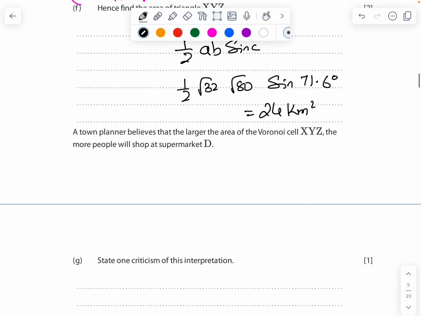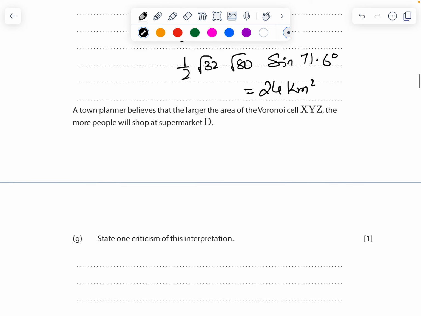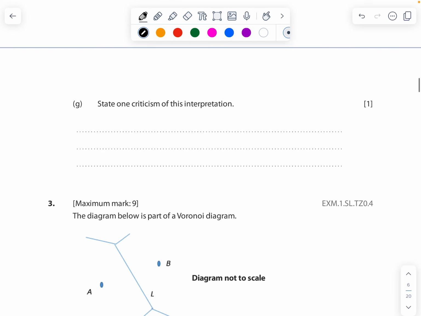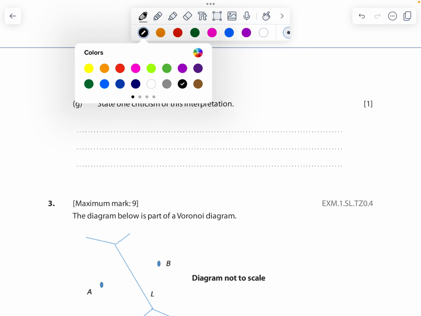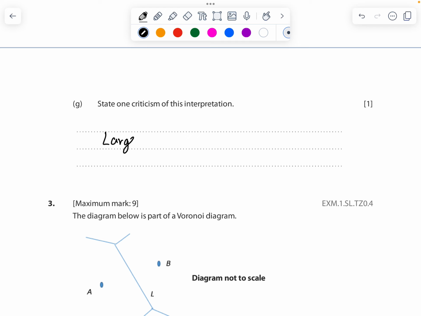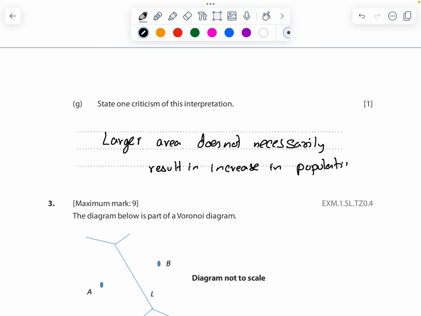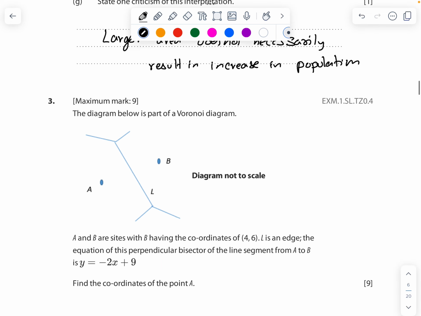A town planner believes that the larger the area of the Voronoi cell, the more people will shop at the supermarket. Give one criticism. So if the area is larger, it says there will be more shoppers. It's not compulsory, because we can write that a larger area does not necessarily result in an increase in population.